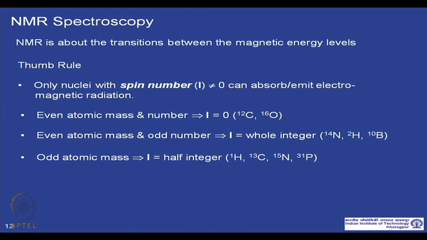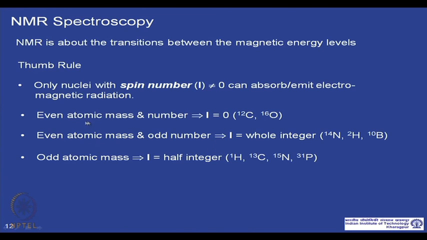So, we will go next to NMR spectroscopy, and as all of you may know, NMR is about transitions between magnetic energy levels. There are a few thumb rules: a nucleus is NMR active if the spin number I is not equal to 0; if it is 0, then it is not NMR active.